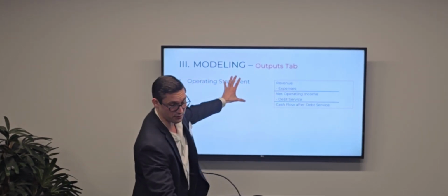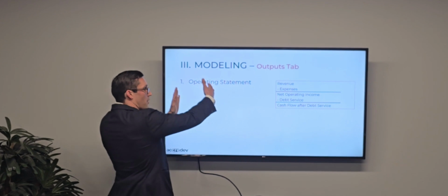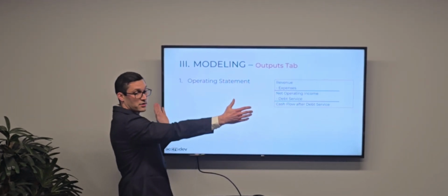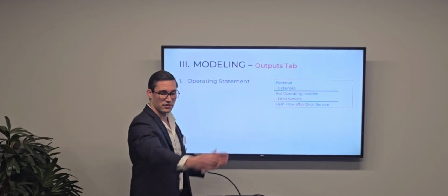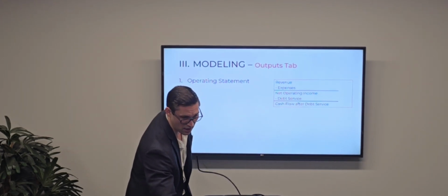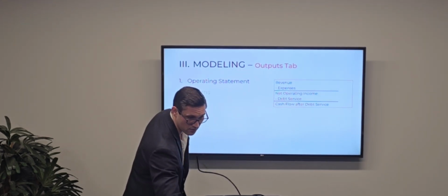So that's the first statement, and again, this is month by month, quarter by quarter, or year by year, depending on how you choose to design it, but that's what the operating statement is. It's the full calendarized version of the forecast.